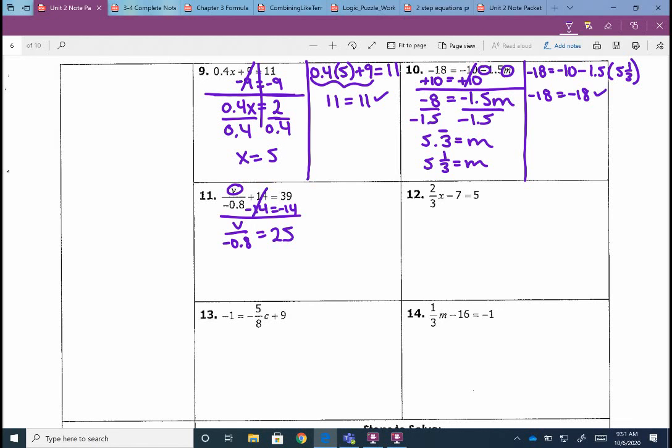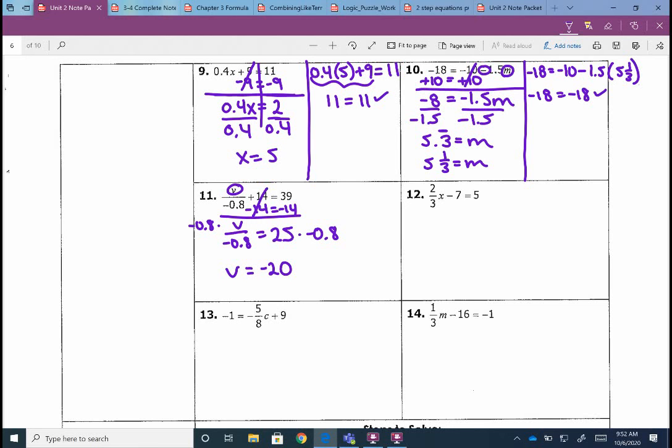Notice my step. I showed the subtracting 14 on both sides, and then I also wrote down what I have left after I subtract the 14. Now I can see I have v divided by negative 0.8, so I need to multiply both sides by negative 0.8. And my v equals negative 20.